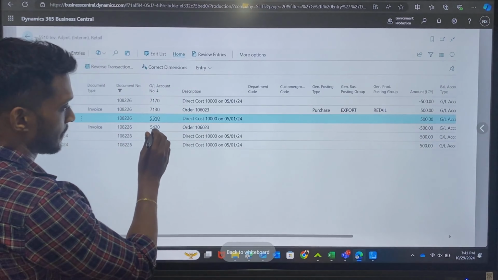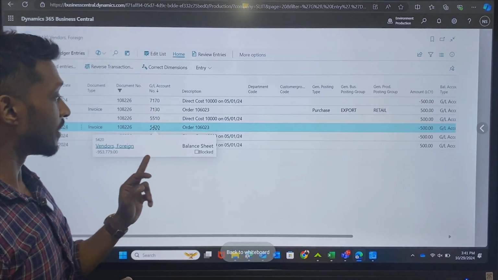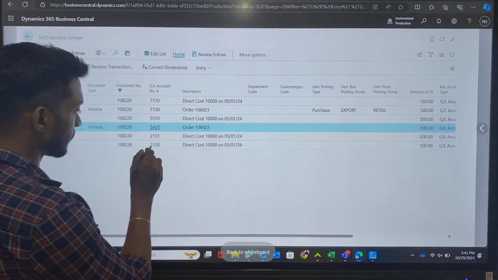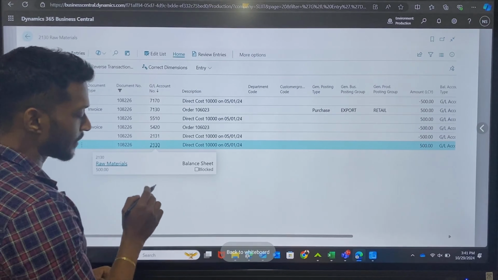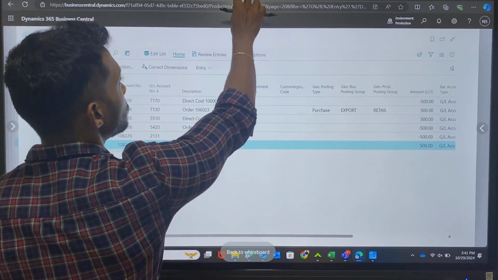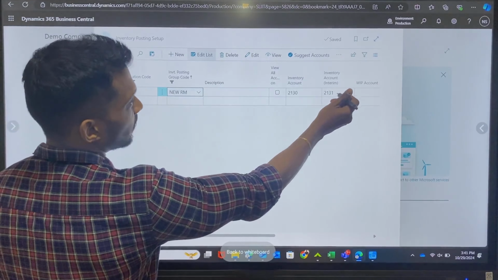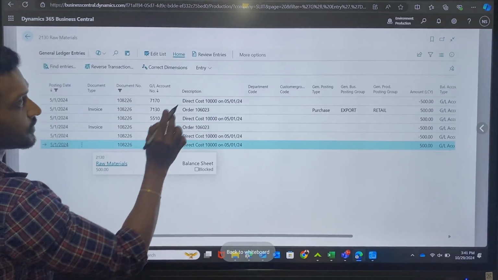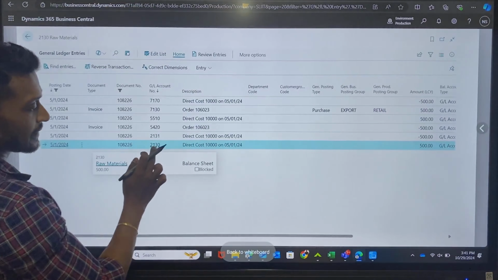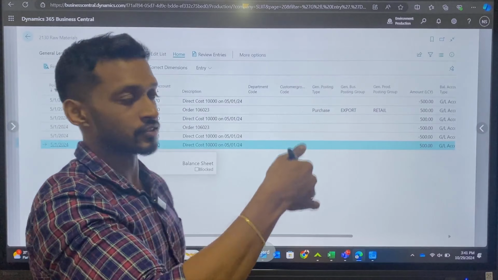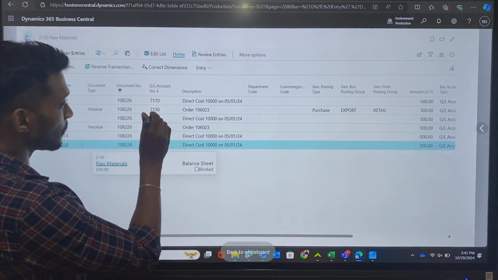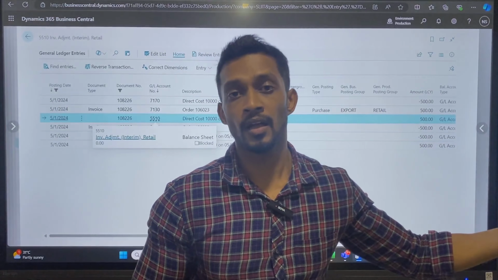And other than that, this is the vendor account we have to set up in vendor posting setup, as well as this raw material account, which means the inventory account, the main inventory account, gets debit. Let me show you that. See, 3130 gets credit, 312130 gets debit. That interim account balance transfers to the main inventory account, and this accrual account balance transfers to the vendor's account.